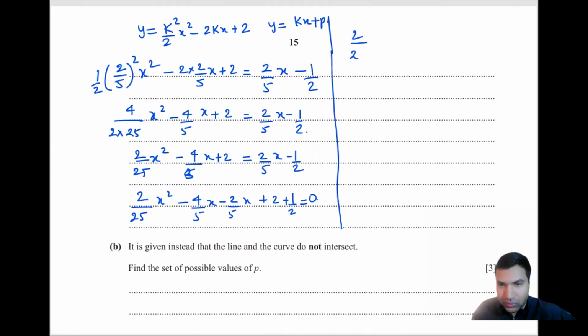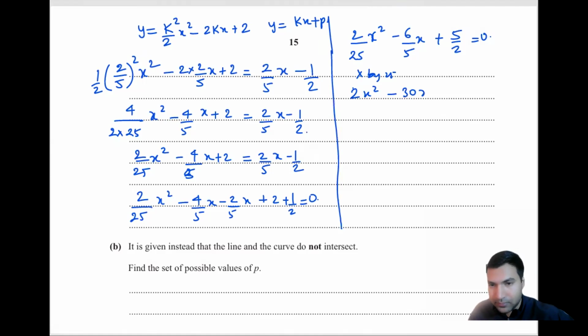So we get 2 by 25 x squared minus 6 by 5 x plus 5 by 2 equal to 0. Now multiplying throughout by 25, what will I get? I'll get 2x squared minus 25 over 5 is 5, 5 times 6 is 30x, plus 25 times 5 is 125 over 2 equal to 0. Now multiplying throughout by 2, I'll get to remove this 1 by 2. So 4x squared minus 2 times 30 is 60x plus 125 equal to 0.